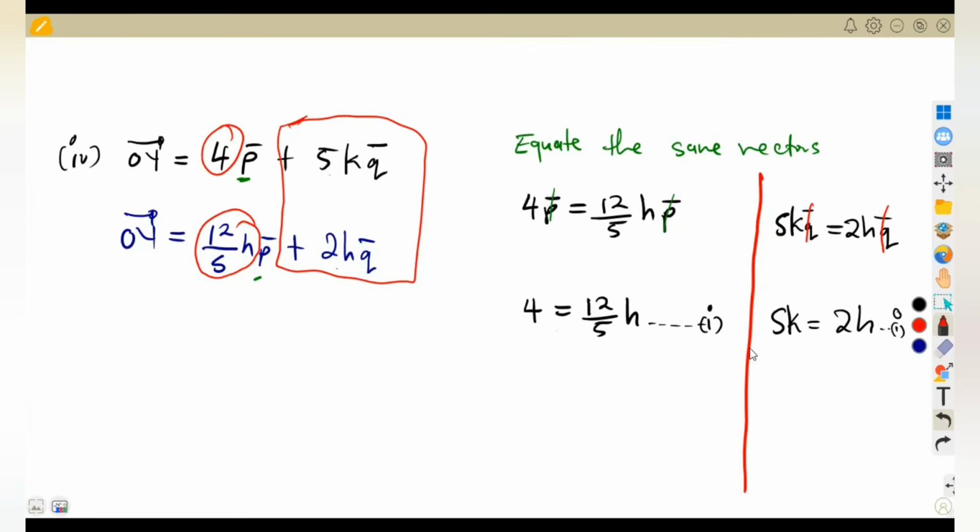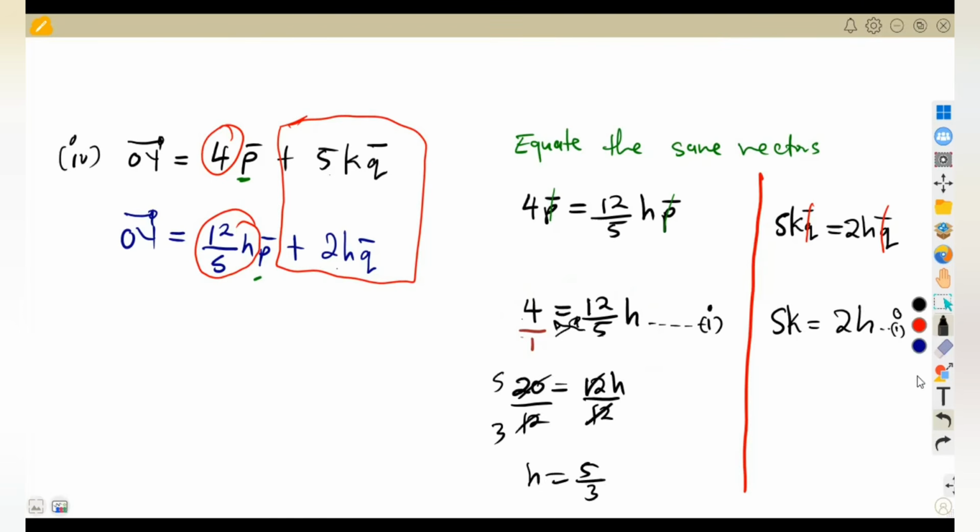Depending on the way you're going to solve, it's no longer about vectors, it's your understanding now of how to solve equations. Here, we only have one unknown, so we can solve for H. We can simply cross multiply: 5 times 4 gives 20, which is equal to 1 times 12H, which is 12H. Divide by 12 both sides so that you remain with H. So it is 20 over 12, which is 5 over 3 if we reduce by 4.